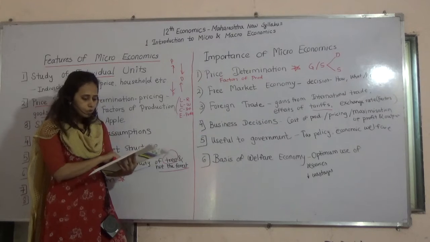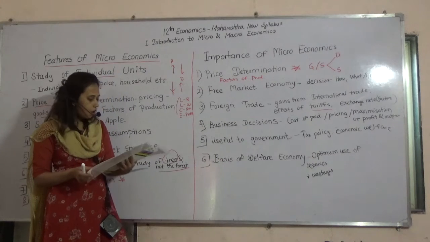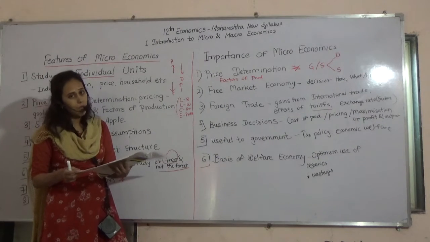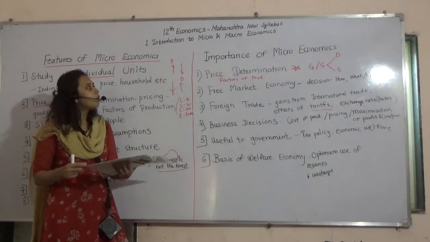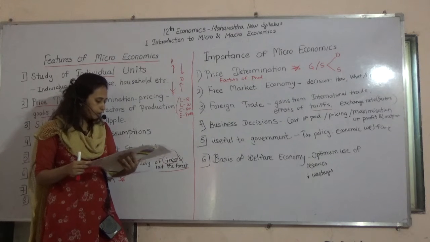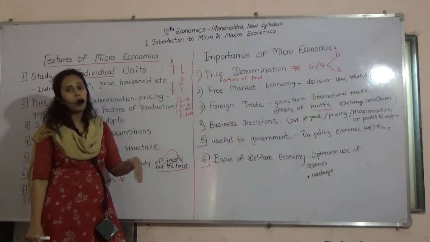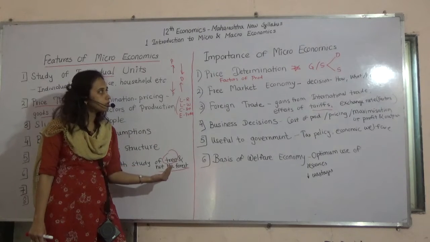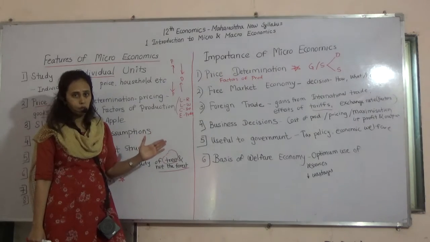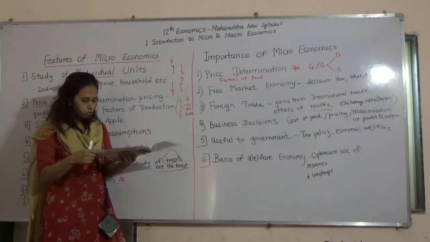Next is business decision. Many microeconomic theories have been introduced, which help the businessman in taking difficult business decisions. Many times a businessman has to take some decisions. While taking such decisions, microeconomic concepts are useful to him. Decisions are regarding determination of cost of production, determination of pricing of goods, maximization, how to maximize my output, how to maximize my profit, how to determine my goods and services. All these come under microeconomics. Many concepts introduced in microeconomics help the businessman to take decisions.